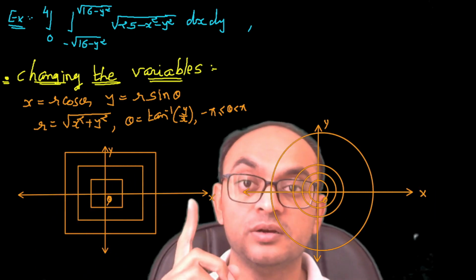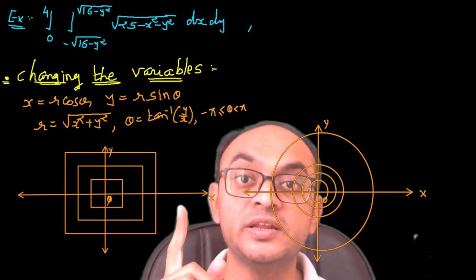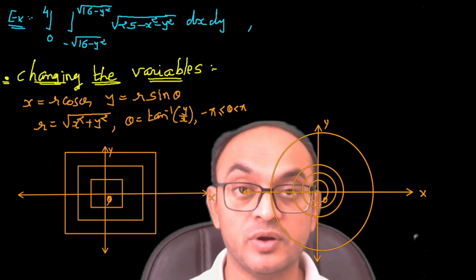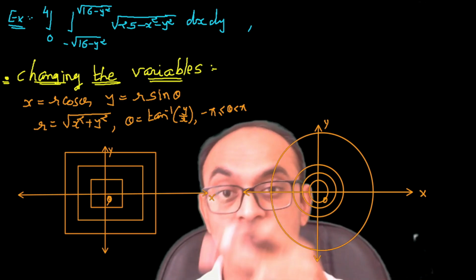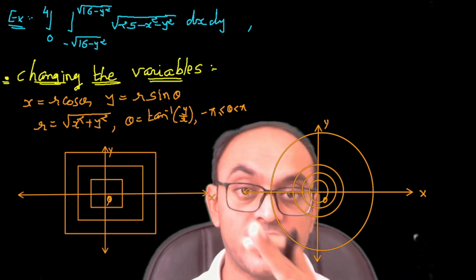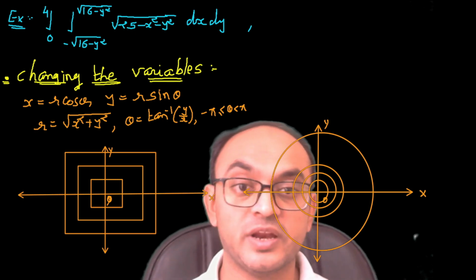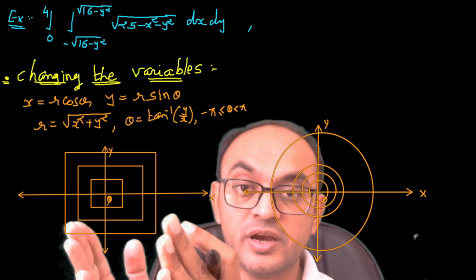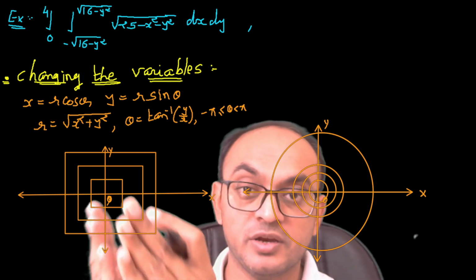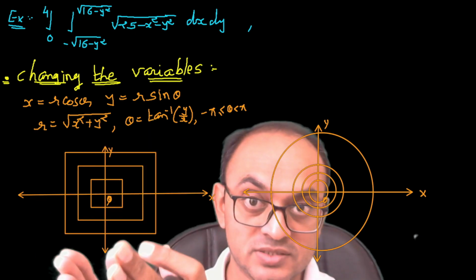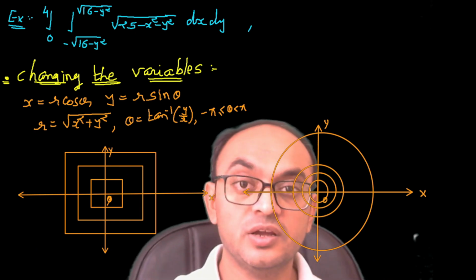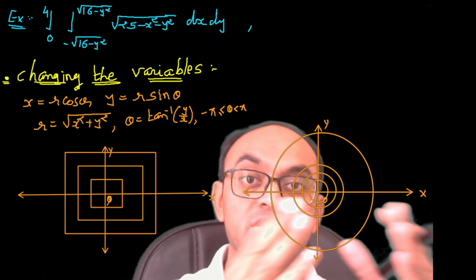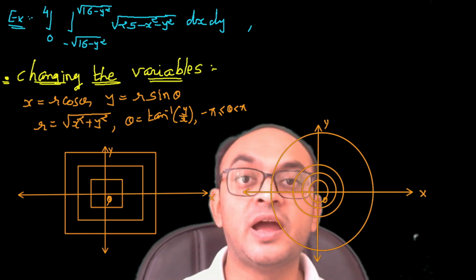So here what we are doing is increasing the radius, and in each circle we are given the angle from 0 to 360 degrees, or as mentioned here, minus 180 degrees to 180 degrees. So in Cartesian coordinates, we cover the xy plane using horizontal and vertical lines, whereas here we cover the xy plane using the radius and the angle.